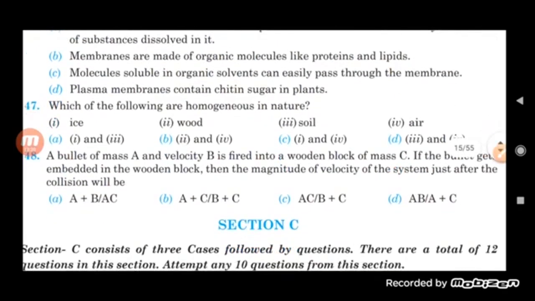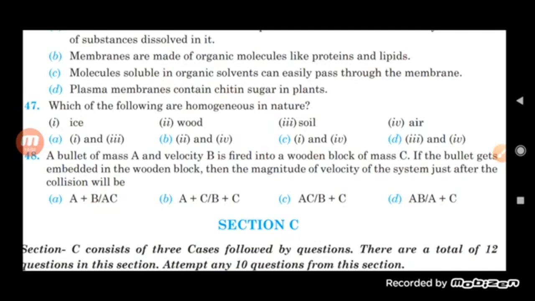Which of the following are homogeneous in nature? Here you will see it is ice, wood, soil and air. According to that, you know that ice is a homogeneous substance. It is made up of water. You know that water is a compound only, so it shows the properties of a compound only. That is why it will be homogeneous in nature.